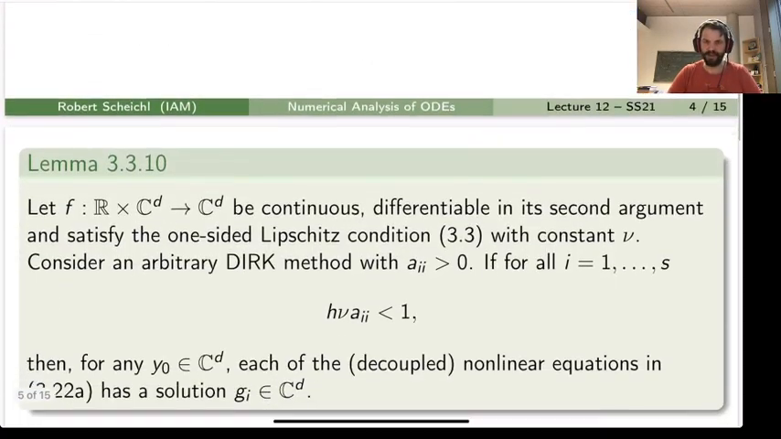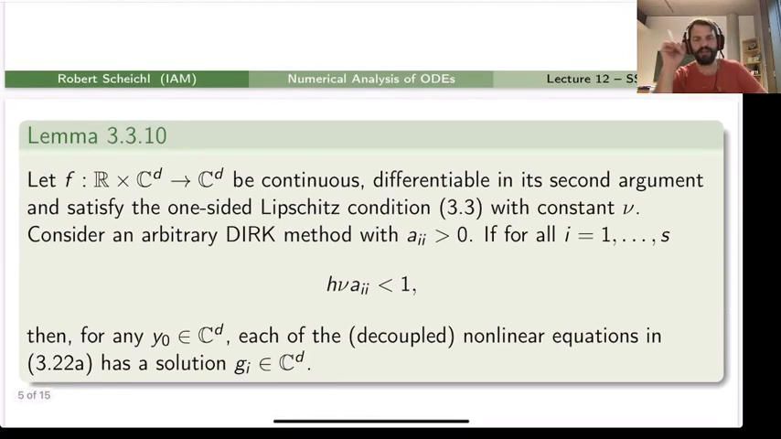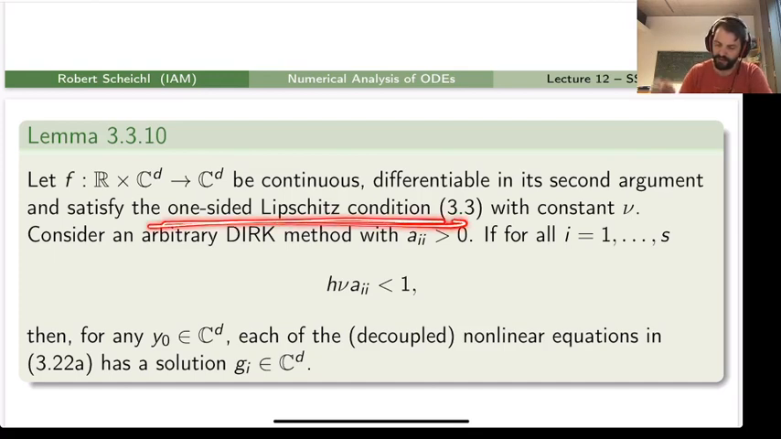But as I said already in the discussion at the start of this subsection, this is very restrictive, because remember, for stiff ODEs, L can be very, very large. The Lipschitz continuity condition is obviously restrictive, but that one is less of a problem, but we don't want to have such small time steps. So we want to work again with the one-sided Lipschitz condition 3.3.